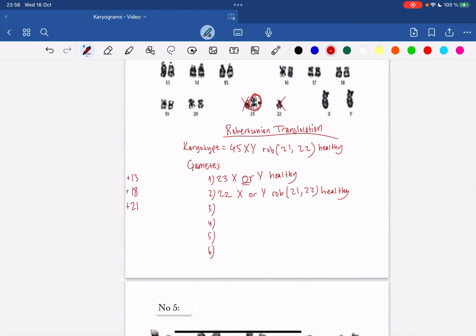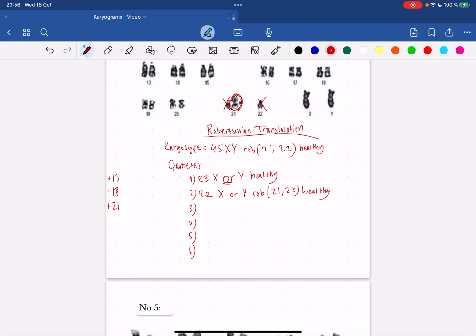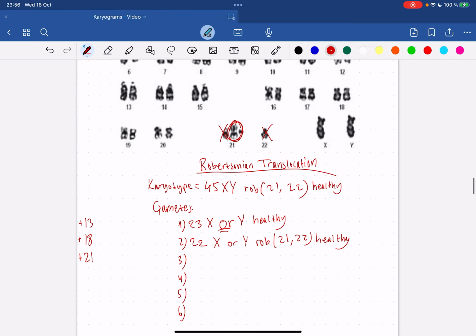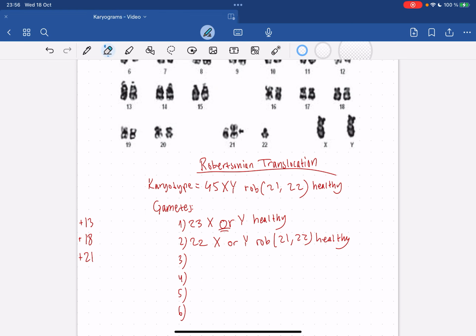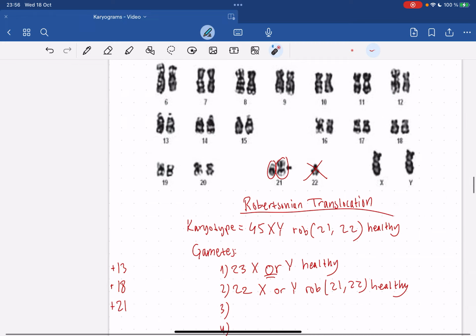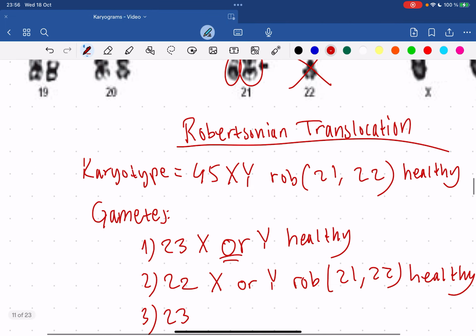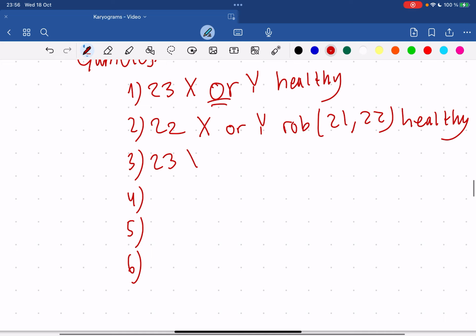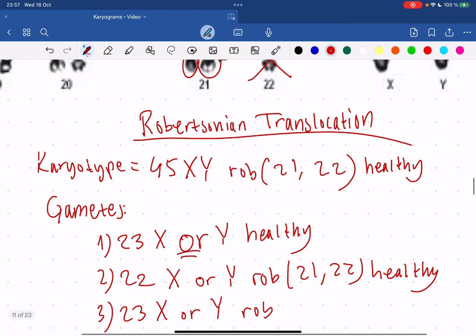Okay, number 3. Now we come to the juicy stuff. Have to excuse me. Okay, 3 would be if we take, for example, this one and this one, but not this one. So because we have 21 here and 21 here, these 2 will be excessive, or one of these will be excessive. We don't need 2 of them. That would just add to a trisomy. So in our case here, it would be 23 because technically we have 23 chromosomes if we count the gametes, X or Y. And then we would have a Robertsonian because we're counting with this one.